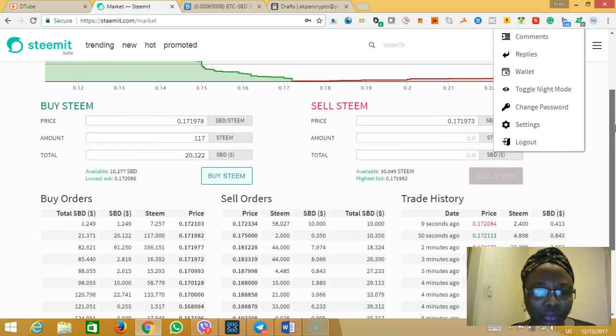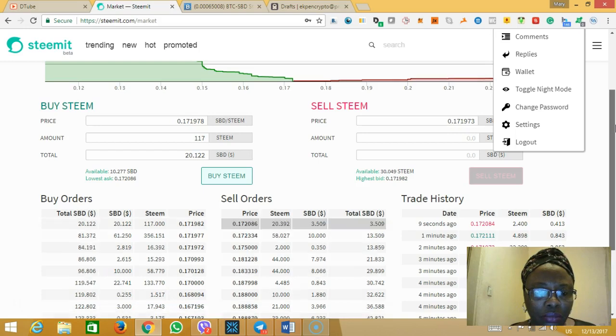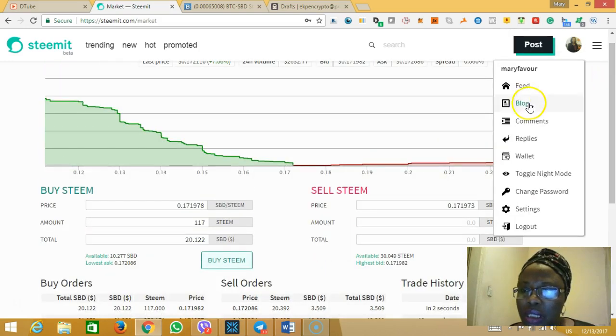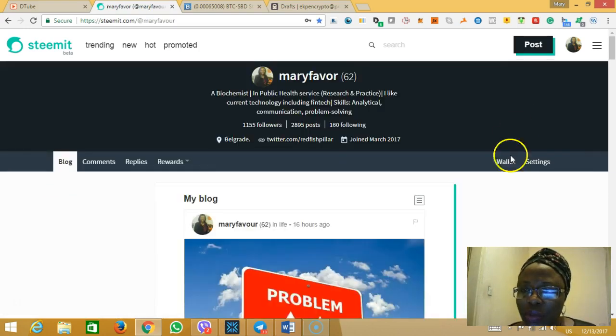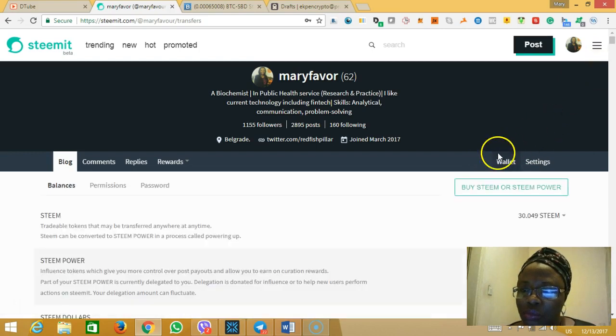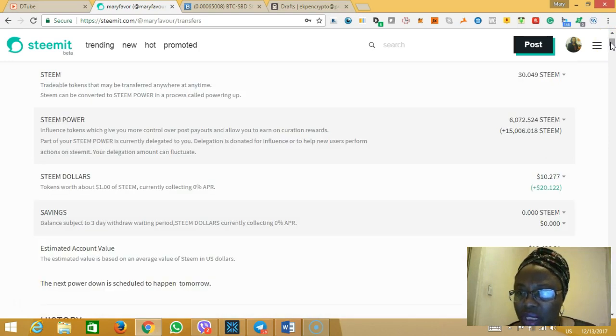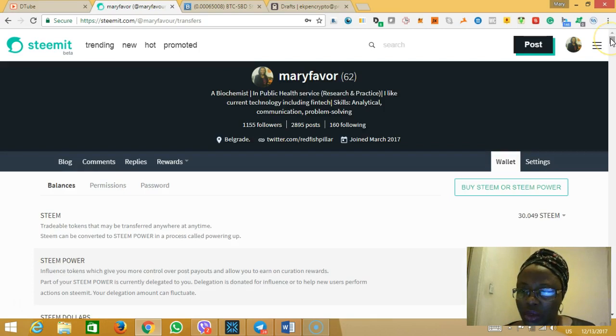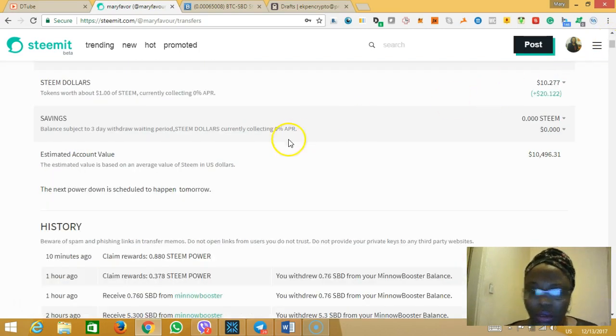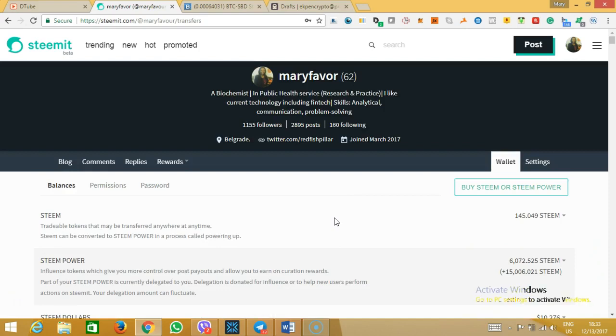Let me see. Let me go back to my wallet and see what I have there. Okay. This is showing that I have an open order for 117 Steem. So yeah, finally my order has been filled, and I was able to buy 115 Steem for about 20 USD.